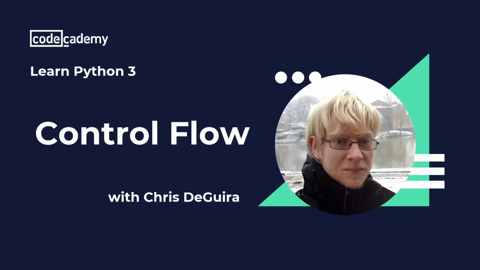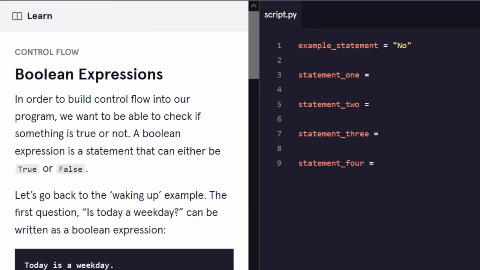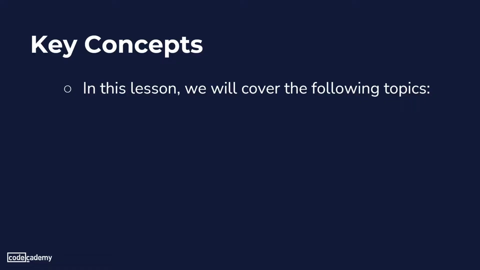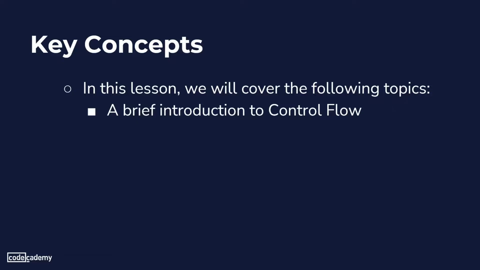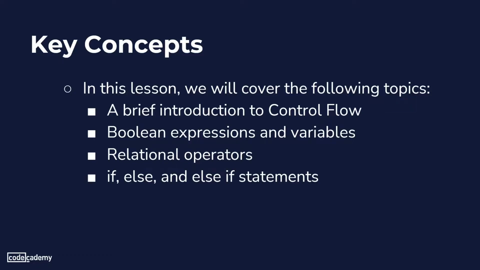In this video, we'll walk through the control flow lesson in the Learn Python 3 course. For each exercise in the lesson, we'll do a brief recap of what the lesson's narrative taught, and then we'll walk through the exercise's instructions where we'll apply our knowledge. Throughout the lesson, we'll cover a brief introduction to control flow, Boolean expressions and variables, relational operators, as well as if, else, and else-if statements.